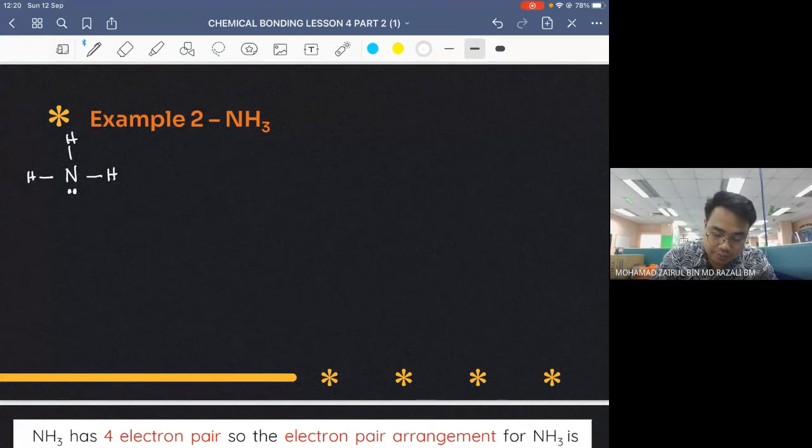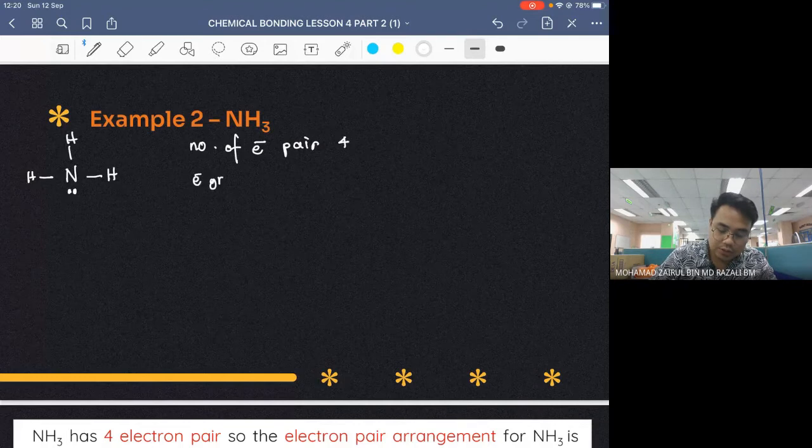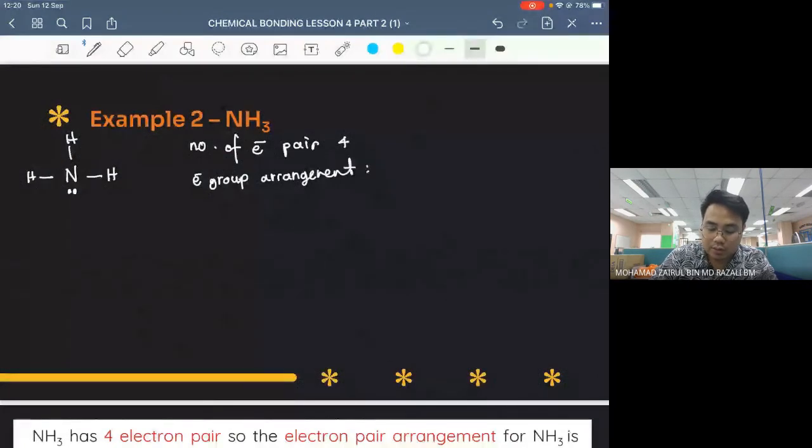So the number of electron pair, okay, kalau awak tengok single bond dikira sebagai satu group. Ini satu, dan lone pair, satu lone pair itu dikira sebagai satu. So total dia adalah 4. Okay, so maknanya kalau awak ada number of electron pair dia adalah 4, the electron group arrangement is equal to tetrahedral.